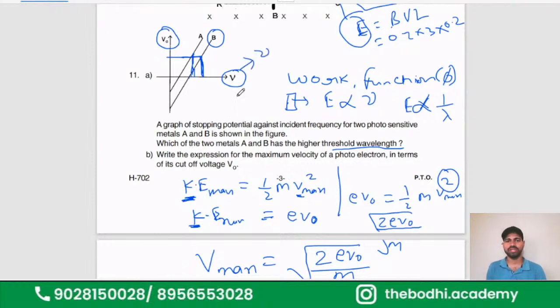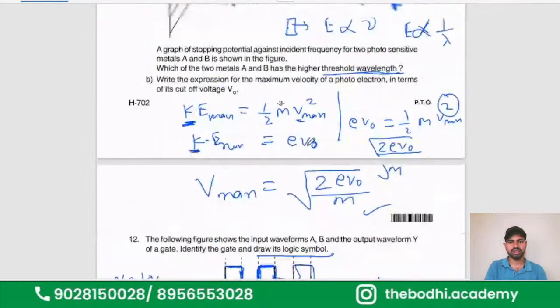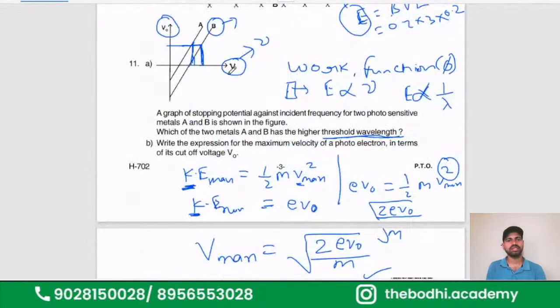If threshold frequency is every time greater, then what about the threshold wavelength? It has to be minimum. Got you all? If it was threshold frequency, then the answer is B, but it is threshold wavelength. So metal A will have higher threshold wavelength.